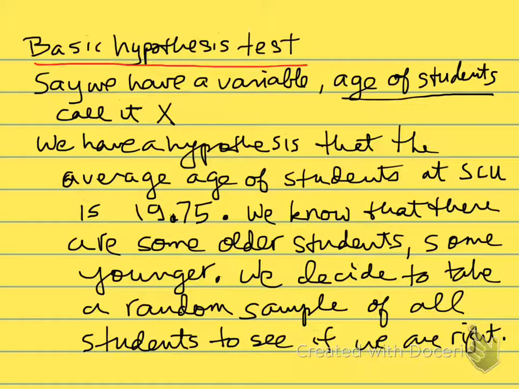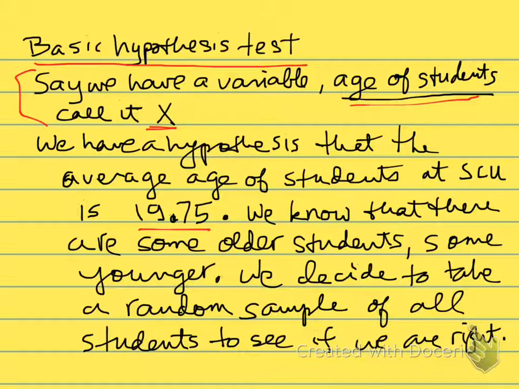Okay, so we'll start by saying, suppose we have a variable, and let's call the variable age of students. So we'll just call that X. And we have a hypothesis about the age of students, that the average age of students at Santa Clara is 19.75. So we're going to sometimes call that our null hypothesis. That's our starting point. That's what we think is true about the population of students at Santa Clara University. We think that the average age is 19.75.